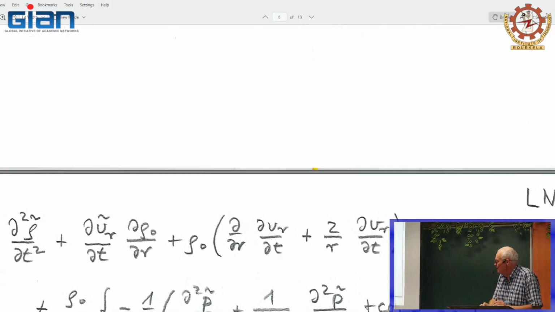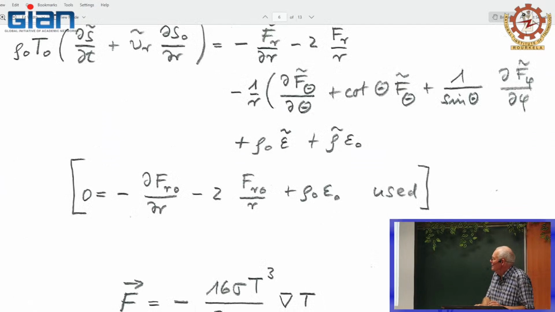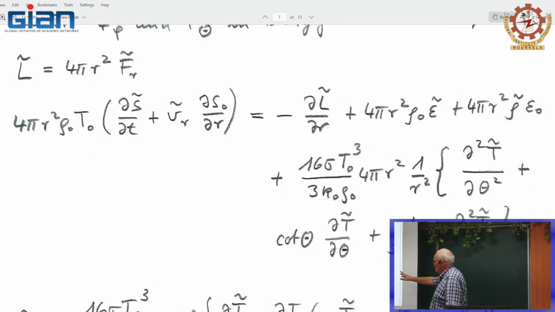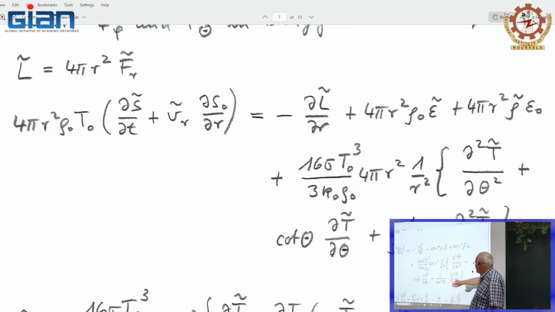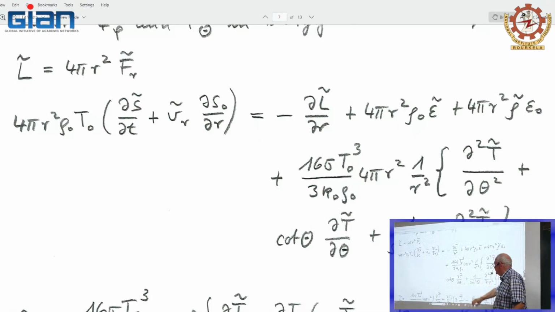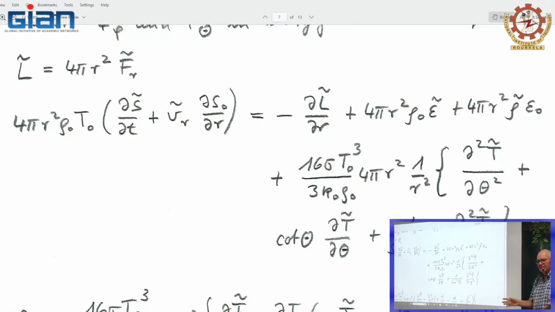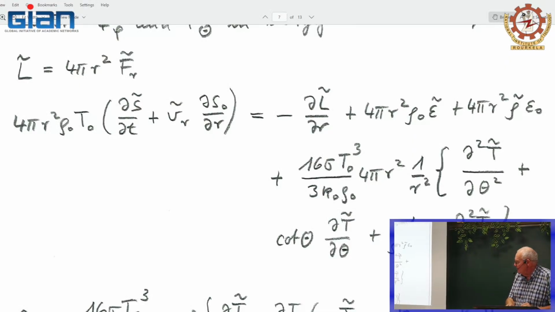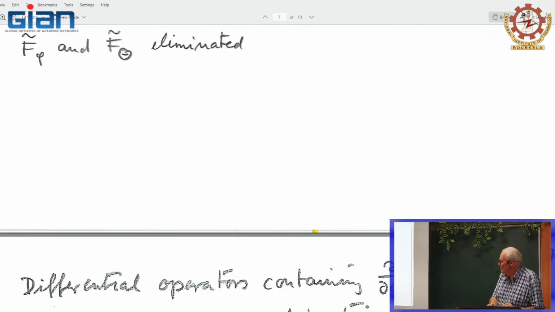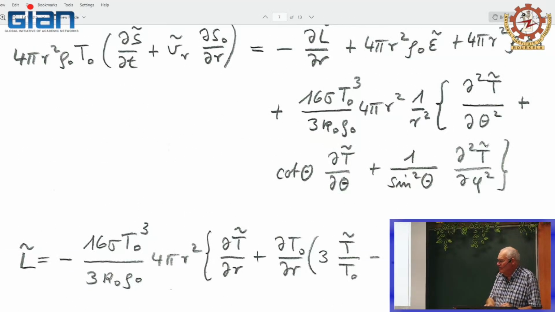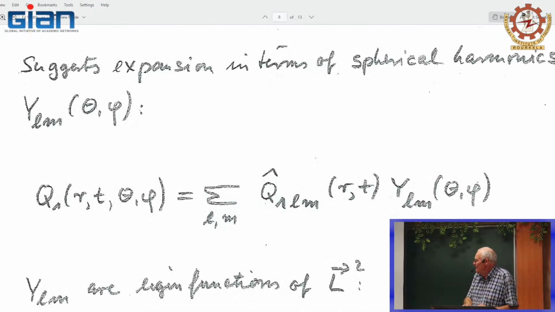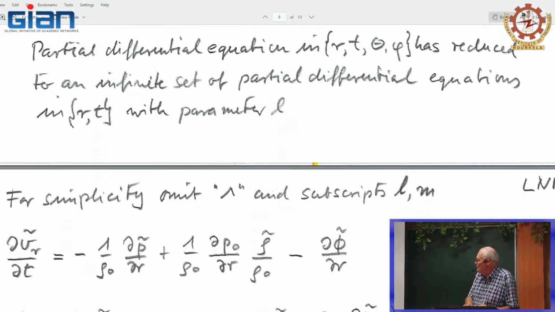And then the next one would be here. This is this result here. We have the L squared operator also appearing here in the energy conservation equation. This is L squared acting on T tilde, acting on the spherical harmonics, gives L times L plus 1 times T tilde. And the last one, again, does not contain any derivative with respect to the angle, so this remains unchanged. So we are left, in the end, with the following system of equations.